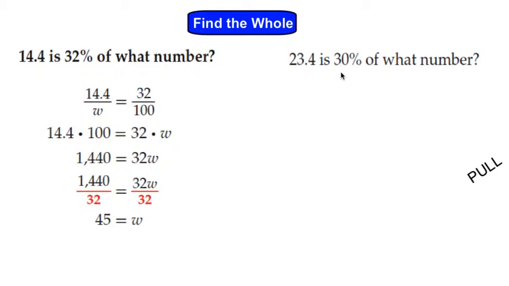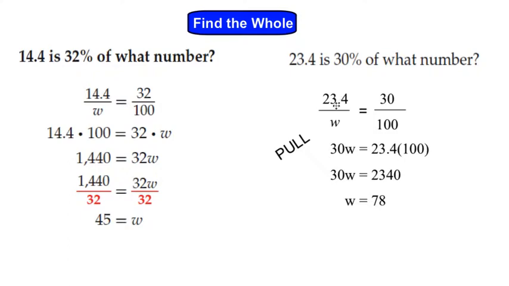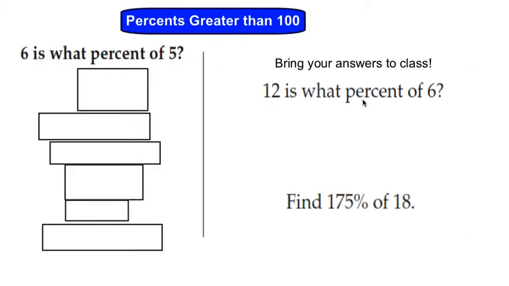Here's an example for you to try. Pause the video on this one, see if you can figure it out on your own. Alright, hope you gave that a try. Is over of is percent over 100. 23.4 over W equals 30 over 100. Multiplying and dividing, we get W equals 78.